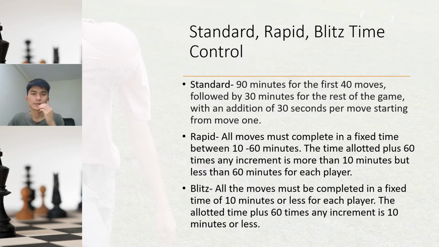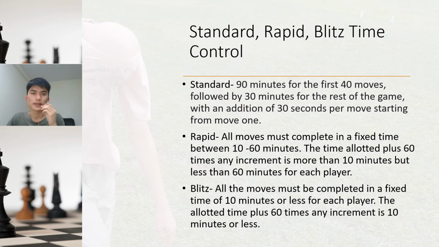Now I'm going to explain the standard, rapid, and blitz time controls. For the standard time control, the first 40 moves must be completed in 90 minutes, followed by 30 minutes for the rest of the game, with an additional 30 seconds per move starting from move 1.